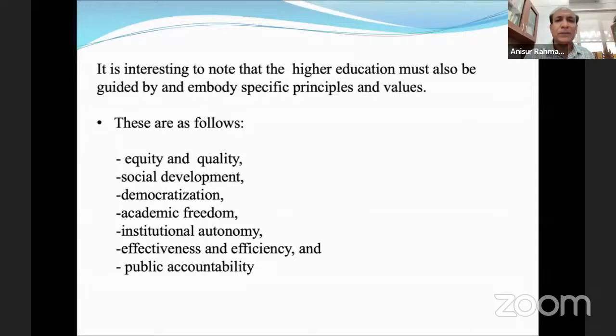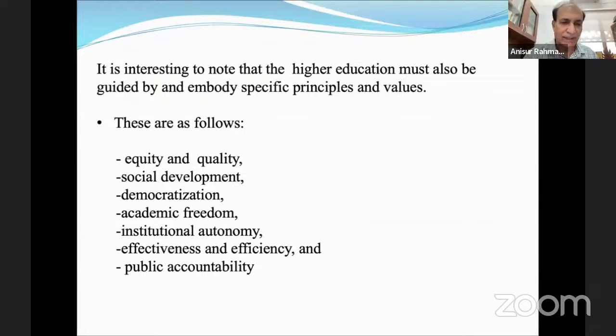And then it is also interesting to know that higher education must also be guided by and embody specific principles and values. What are the principles that are to be taken into account by higher education? Equity and quality, not only in higher education, but also in society. We all the time say social and economic development. So not only economic development, social development is very, very important. I think we all know that when we say the per capita income is going to increase, growth is going to increase, that would be part of the economic development. So unless we take gender, unless we take social equity into account, or the social aspect, I think this is again very, very important.